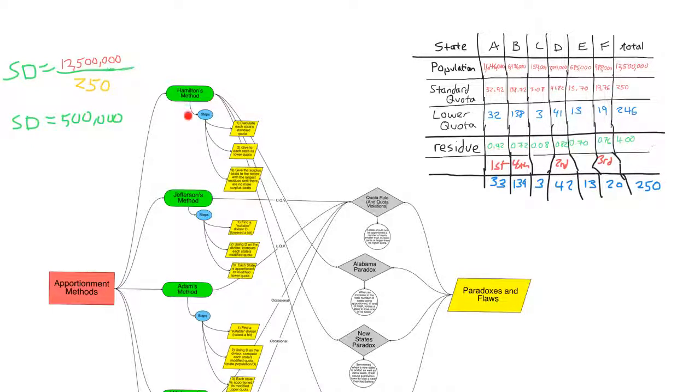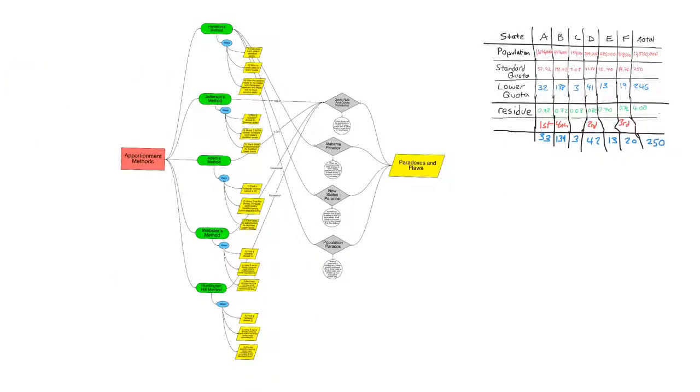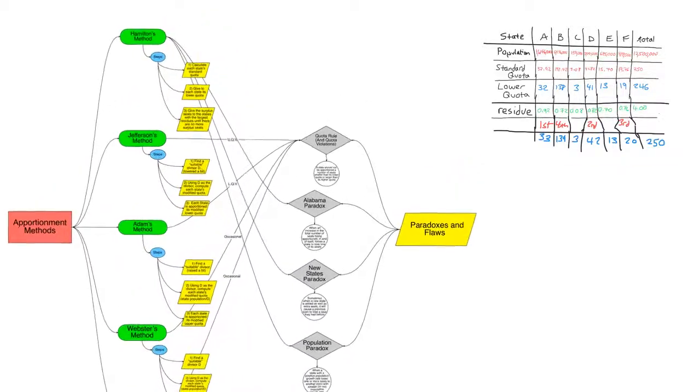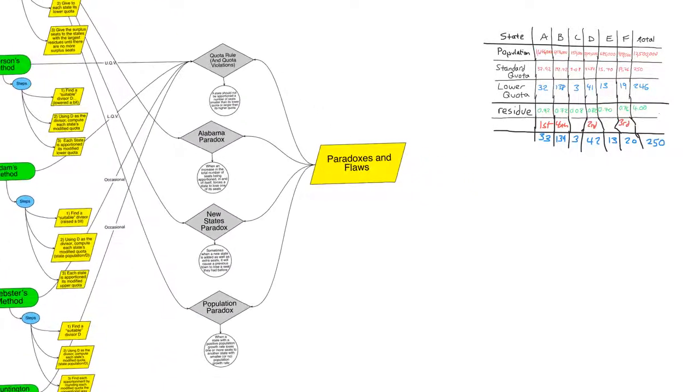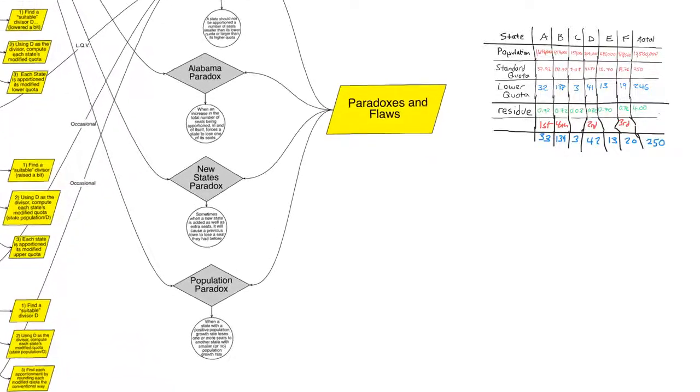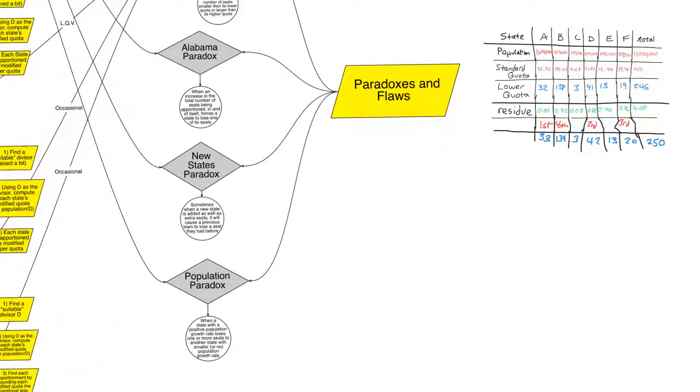So let's take a look at why Hamilton's method is not perfect. According to the flowchart, we can see clearly that Hamilton's method violates the Alabama paradox. It also violates the new states paradox, and it violates the population paradox. Let's very quickly see what these paradoxes are about. Starting with the Alabama paradox: it says that an increase in the total number of seats being apportioned, in and of itself, forces a state to lose one of its seats.